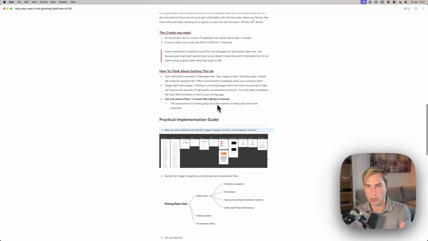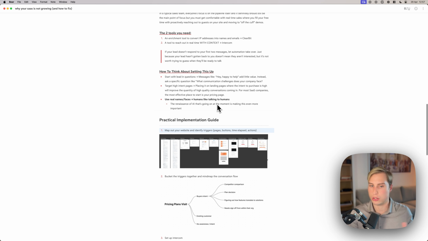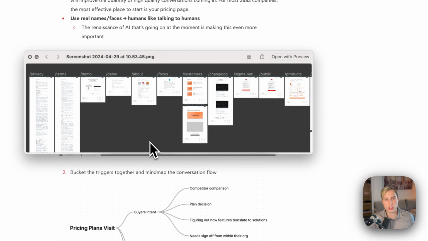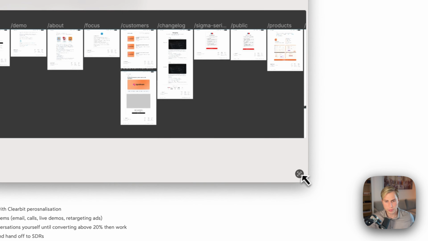And then we're going to take them through qualifying, and then we're going to decide if it's worth our time getting on a call with them or not. So the first step there is to decide when are we going to send that message. And what I always tell people to do is actually just go ahead and map out your website.